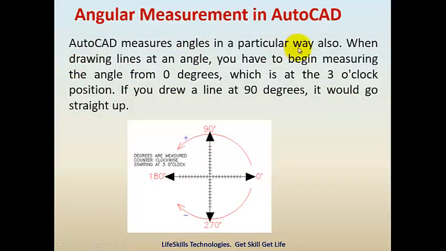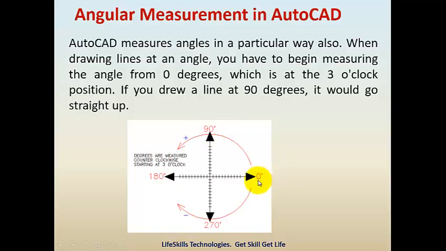AutoCAD measures angles in a particular way. When drawing lines at an angle, you have to begin measuring the angle from 0 degrees. In AutoCAD, our 0 degree is at the 3 o'clock position. If you look at a clock, this is on the right-hand quadrant, that's 3 o'clock. In AutoCAD, our 0 starts from 3 o'clock, and we usually measure angles anti-clockwise by default. So you start measuring angles from 0 to 90.